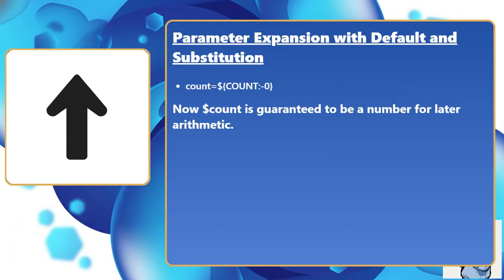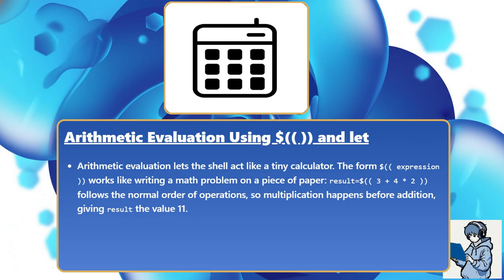count=${count:-0}. Now count is guaranteed to be a number for later arithmetic. Arithmetic evaluation lets the shell act like a tiny calculator. The form $((expression)) works like writing a math problem on a piece of paper. result=$((3 + 4 * 2)) follows the normal order of operations.